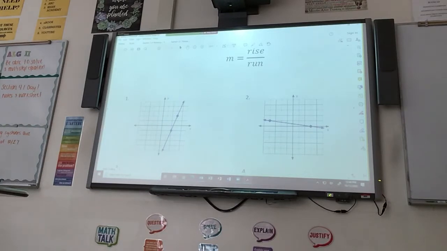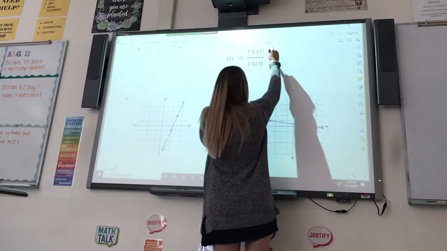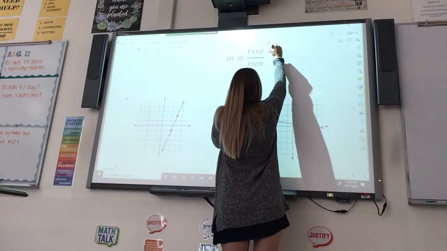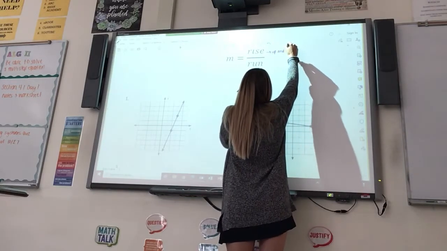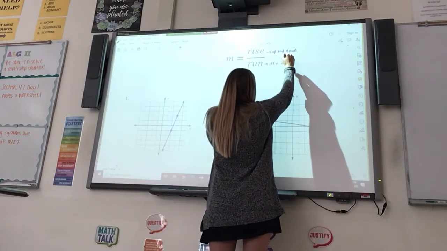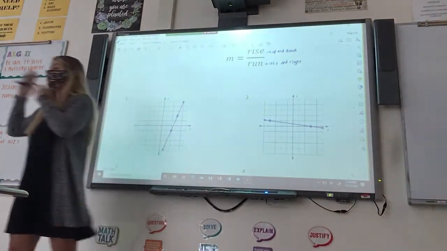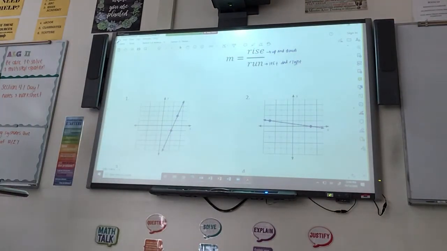Holly, you think you remember? Maria? Don't you have to make a comment with that? Yeah, you're going to count your rise over run. So your rise is your up and down. Your run is your left to right. So I want to count how far up or how far down I have to go to the next point, and how far right or how far left I have to go to the next point.